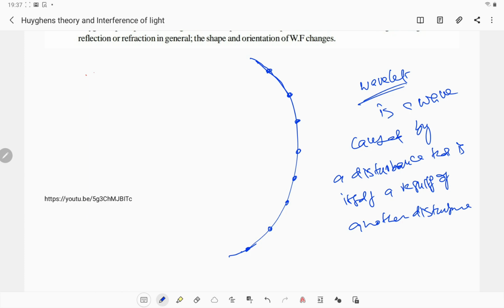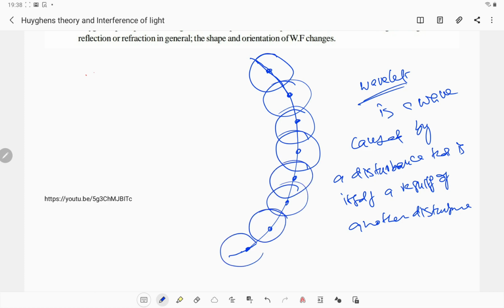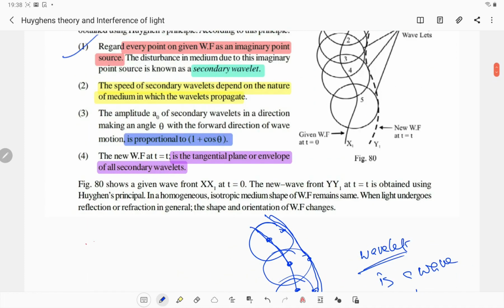See, take this point as a center. After time t, it travels a distance ct. If you draw a sphere of radius ct like this, these are the wavelets. Therefore, these are the points. The envelope of all these points: this one is the wavefront at time t equals 0, and this is the wavefront at time t. All these points are in the same phase. If you draw the envelope, this is nothing but a secondary wavelet. This is the first point.